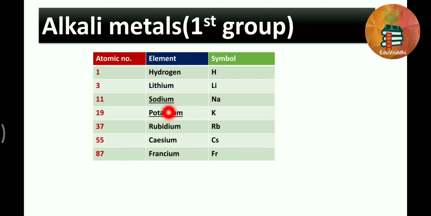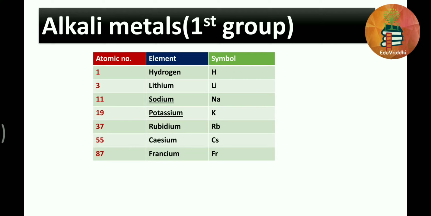So remember, only sodium and potassium of the first group have a symbol which is different from their names. So sodium, the name is sodium, but it is represented as Na, and potassium is represented as K. So before studying how to remember the names of the elements which are present in the first group, let us study how to remember the atomic numbers of the elements which are present in the first group. So let us study first how to memorize this one.